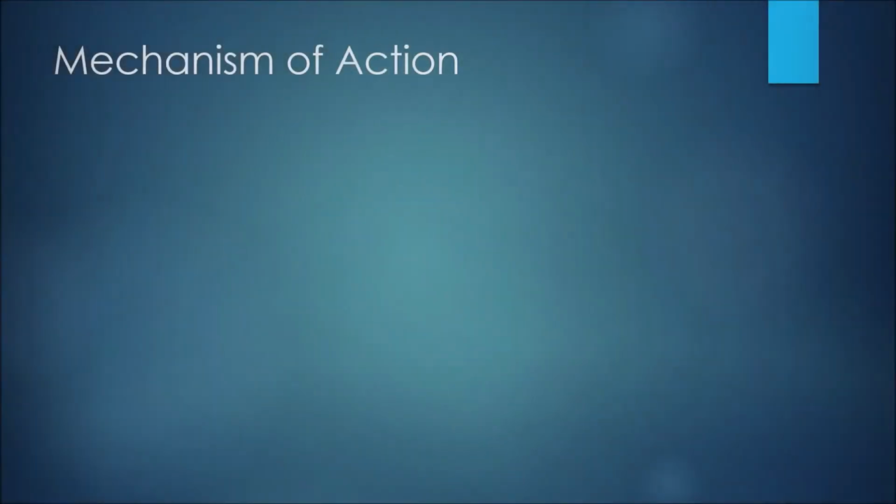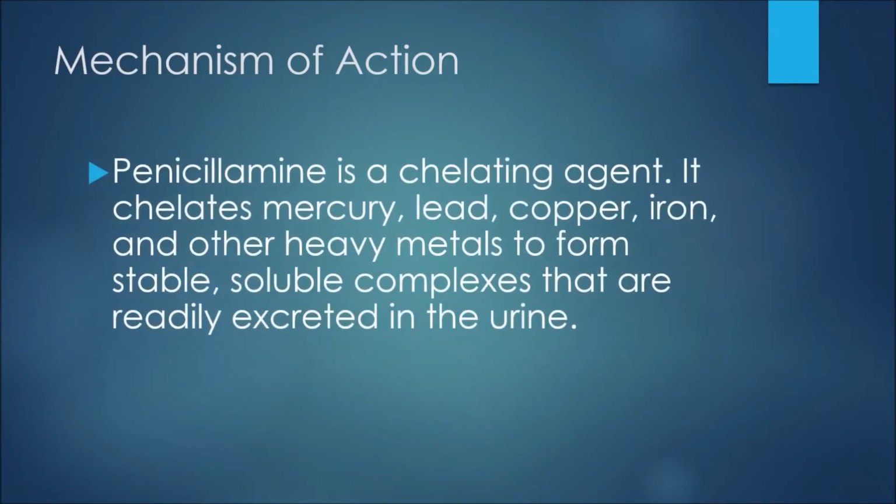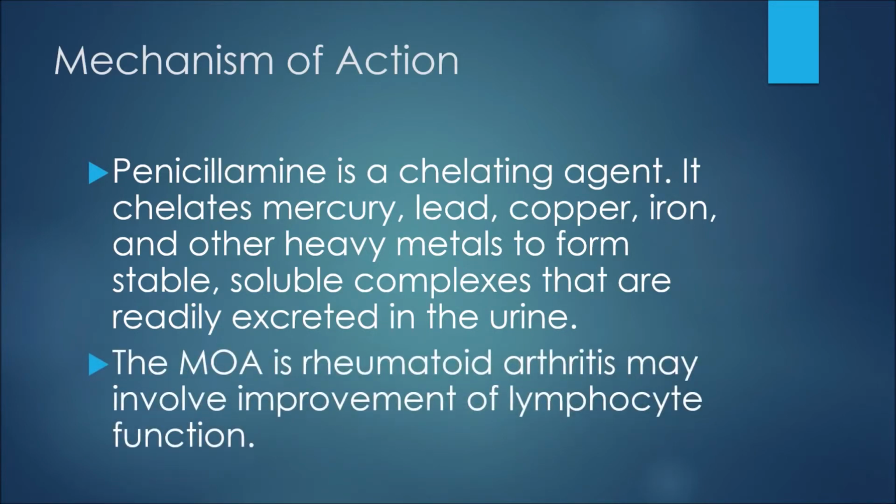So the first thing to discuss here would be the mechanism of action, or how this medication works. So penicillamine is a chelating agent. It chelates mercury, lead, copper, iron, and other heavy metals to form stable, soluble complexes that are readily excreted in the urine. The mechanism of action in rheumatoid arthritis may involve improvement of lymphocyte function.